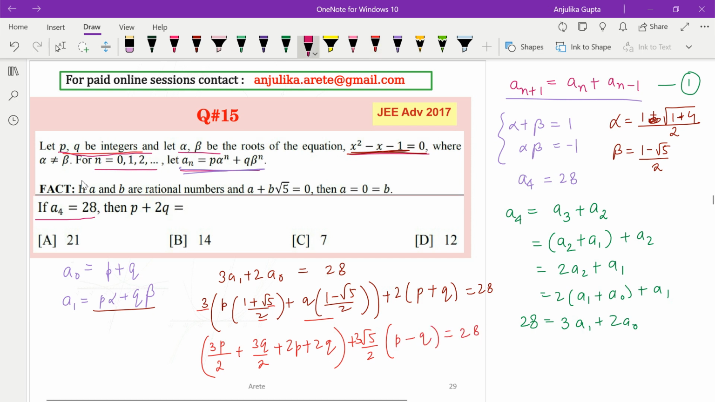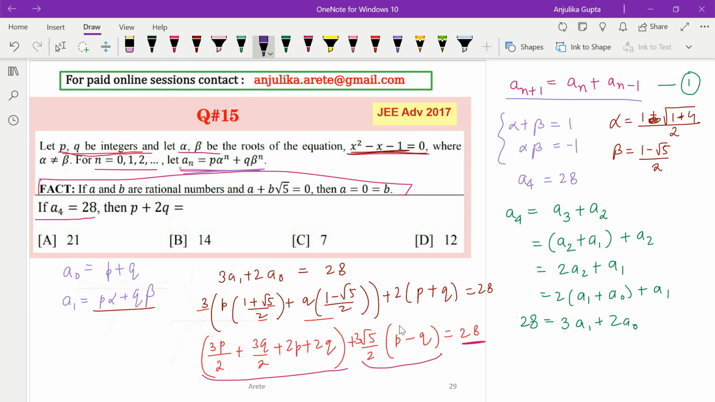Now what do you see? They have given a fact which we haven't read, so this fact we already know. Here you see that you have a rational number on the right hand side, but on the left hand side, this is rational and this is irrational. This part is the irrational part of the number. The irrational part we don't have on the right, right? There is no irrational part right here. So I'm going to equate the irrational part to 0. So what do I end up getting? Of course p is equal to q. If I equate the irrational part to 0, I get p is equal to q.